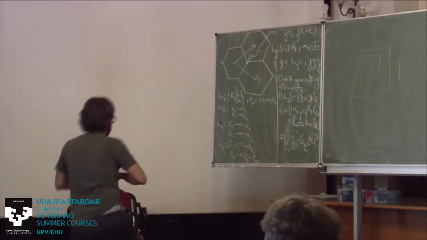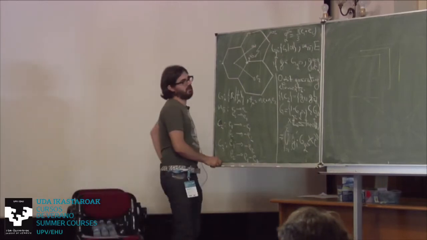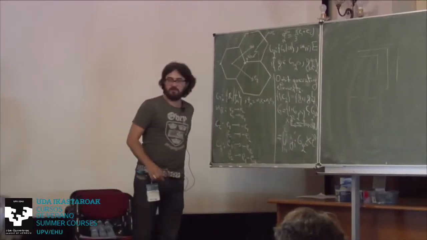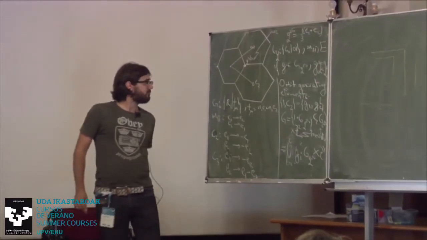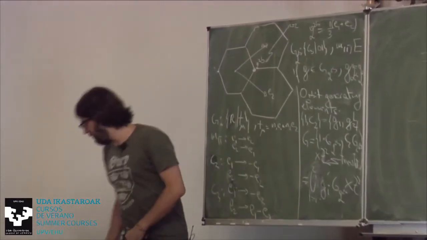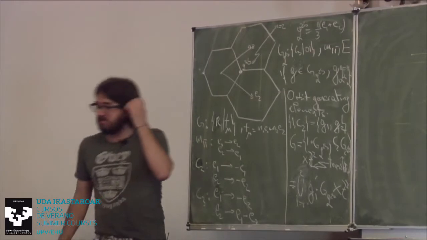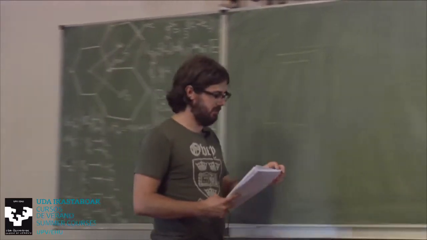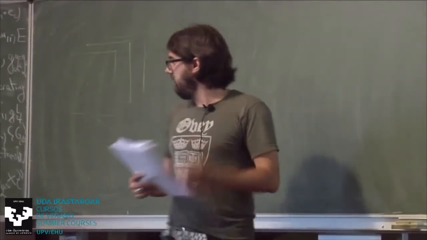Okay, thank you. So I wrote the kind of summary of the first lecture here. We are trying to understand how bands come from localized orbitals in lattices.